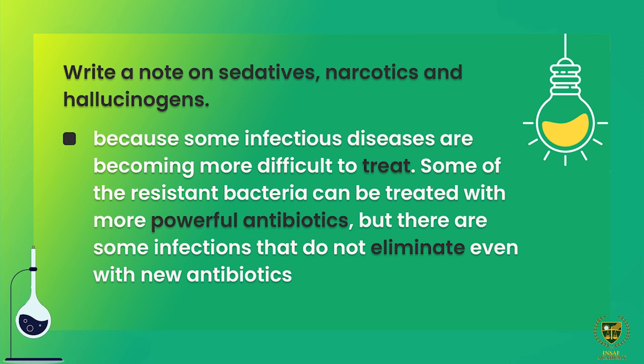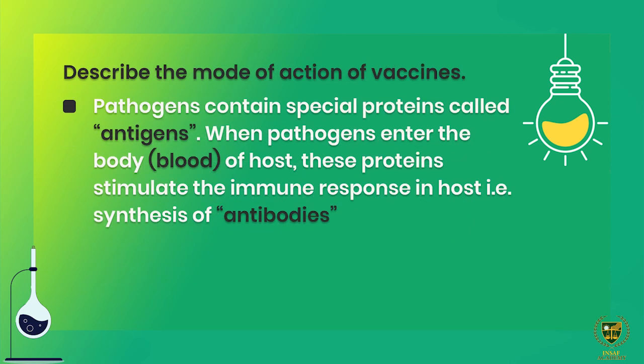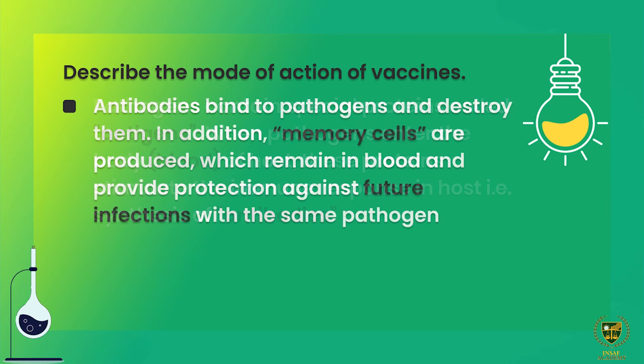Here we have another question. Describe the mode of action of vaccines. So, how do vaccines work? Pathogens contain special proteins which are called antigens. When the pathogens enter the body via blood of the host, these proteins stimulate the immune response in the host, that is the synthesis of antibodies. The antibodies bind to the pathogens and destroy them.